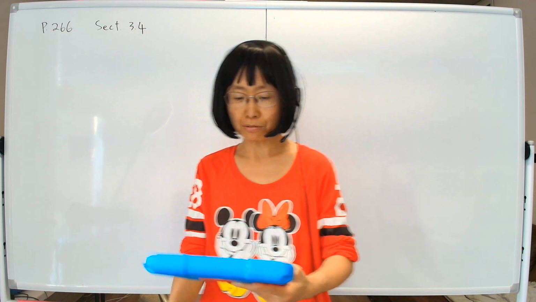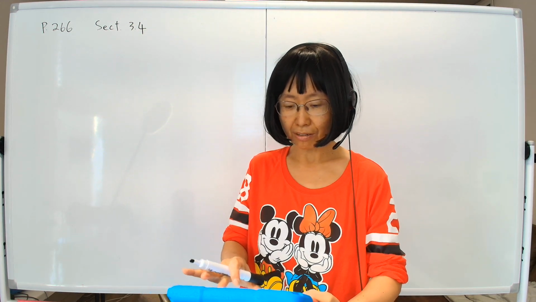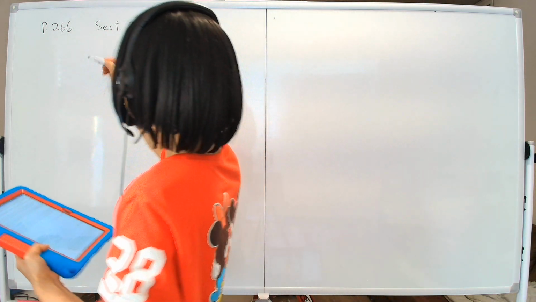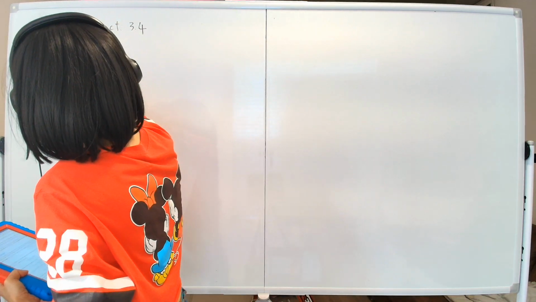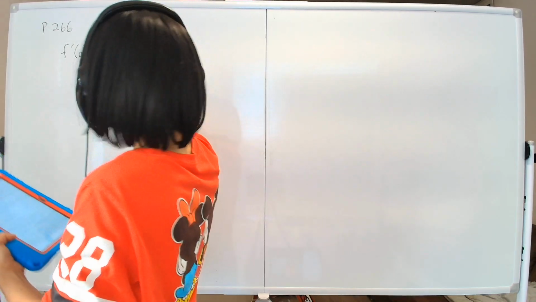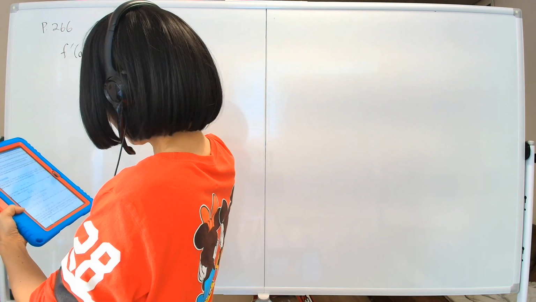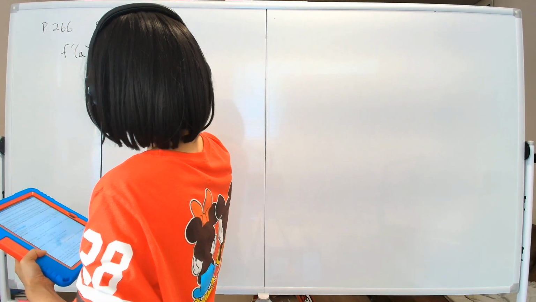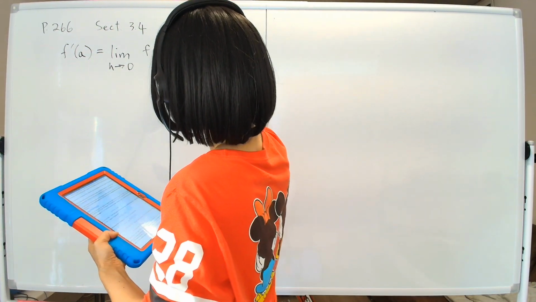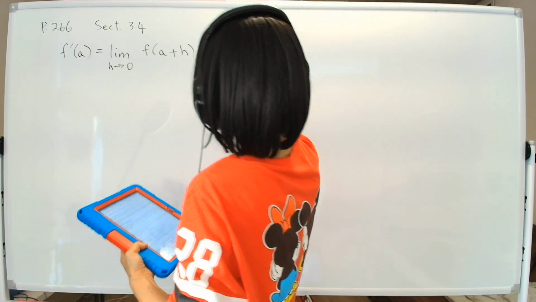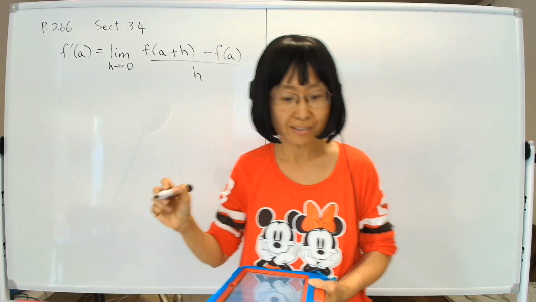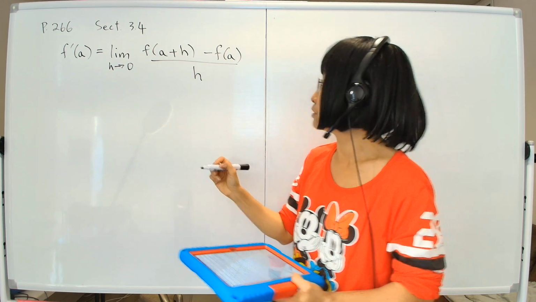Section 3.4, we are going to look at something called the amount of change formula. First we start here, the same old derivative formula that we have been fairly familiar with because we've done it many times. The derivative of function f at a is the limit as h approaches 0 of f of a plus h minus f of a, divided by h. So as you remember, this is what we've been doing for quite a while.